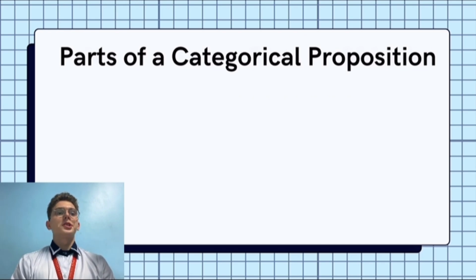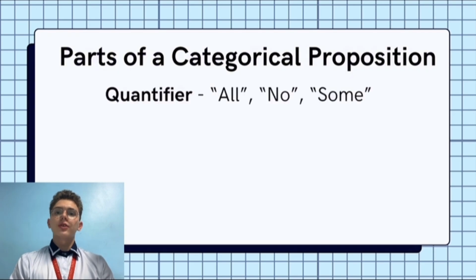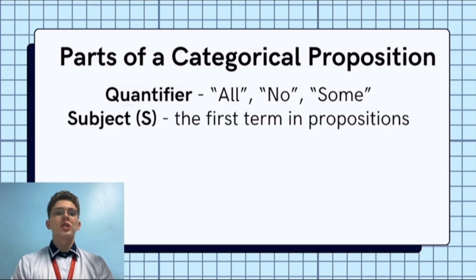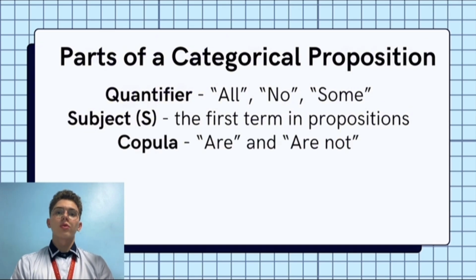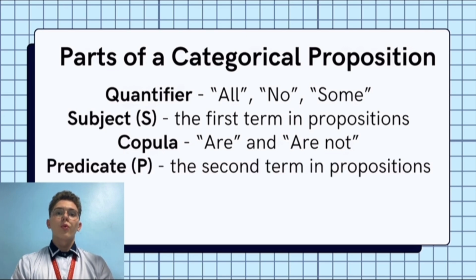A categorical proposition has 4 parts. A quantifier, which is a word or phrase that defines the amount or measurement of the subject, denoted as all, no, or some. A subject, which is the minor term of a syllogism or the first term in the proposition. A copula, which is a verb that connects the subject and predicate term, denoted as are or are not, and a predicate, which is the major term of a syllogism or the second term in the proposition.